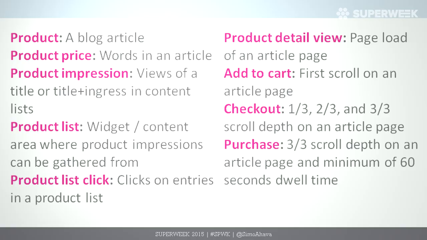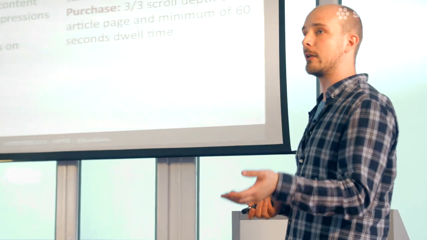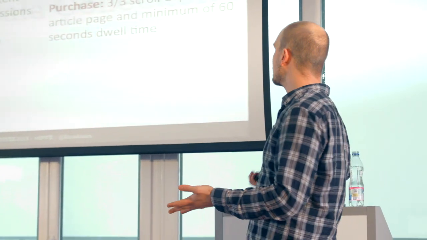Once you start scrolling, that's an add to cart. So you're kind of shopping around. Maybe I'll buy this article. I'll start reading, see what happens. And checkout is the scroll depth plugin. So once you reach one third of the post, you hit your first checkout step. Two thirds, your second step, and so on. And finally, if you spend 60 seconds on the blog and read it completely, you have a purchase.